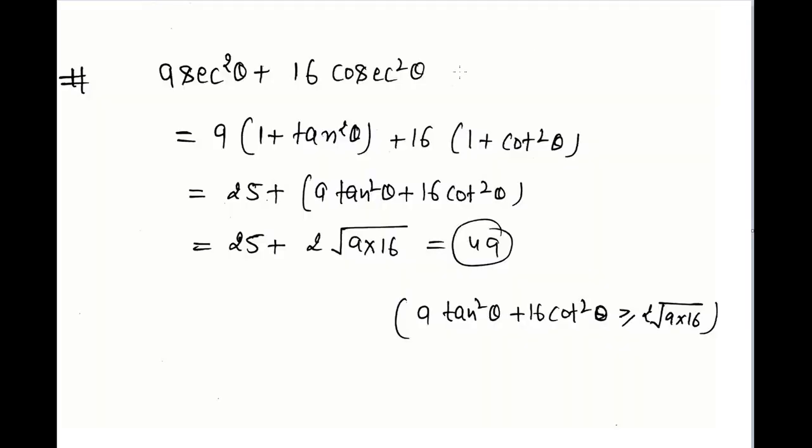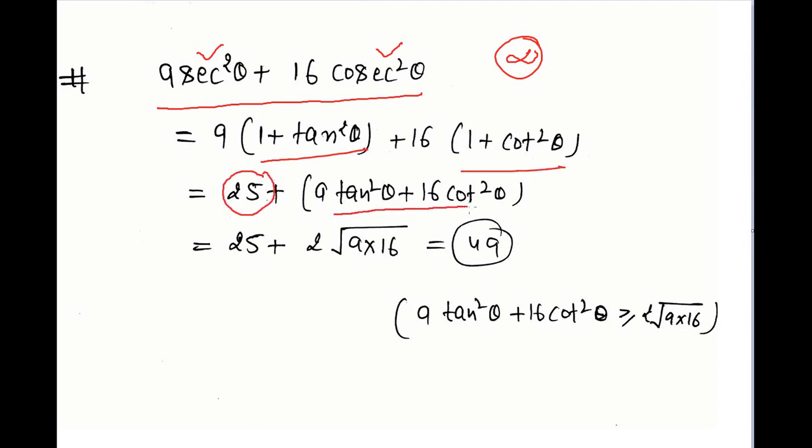Hello students, now we will see one more example. We have to find the minimum value of this. As secant or cosecant is present, maximum is always infinity. So we will try to change into tangent and cot, because we know the minimum value result for tangent and cot. So I can write this as this and this as this. This is 25. 9 tan squared plus 16 cot squared is of the form ax² + b/x². Its minimum value is 2 root ab. a is 9, b is 16. So this is 144. Root of 144 is 12. 12 multiplied by 2 is 24.